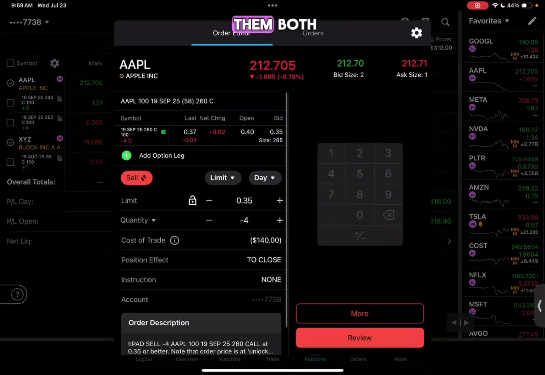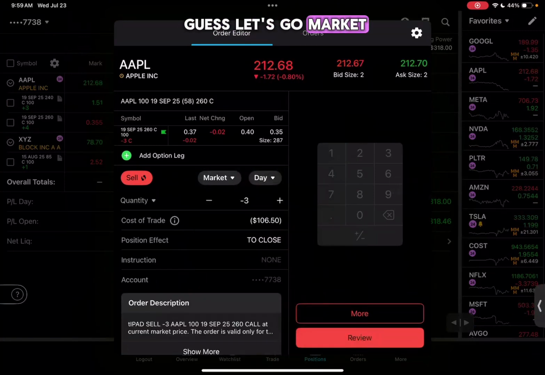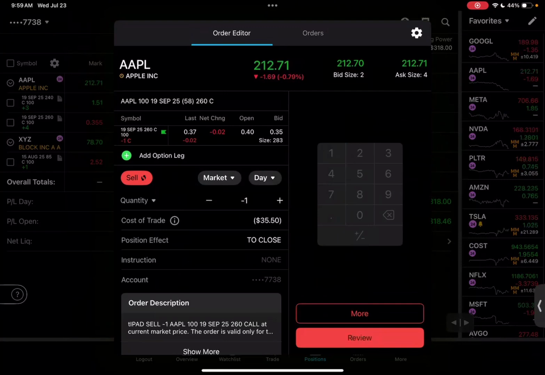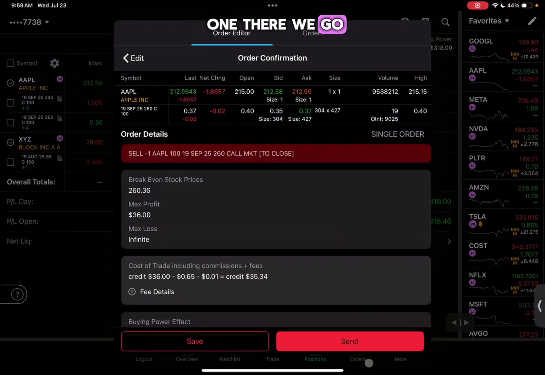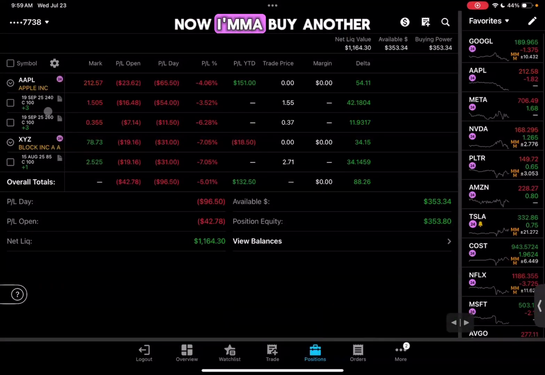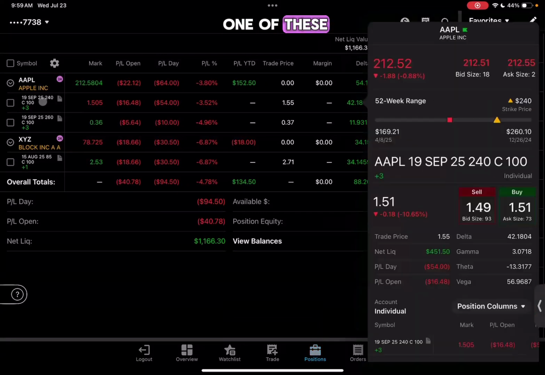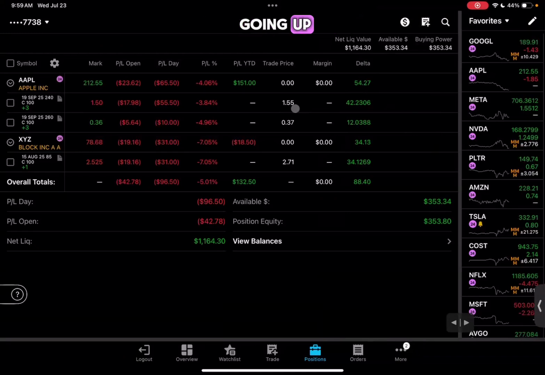I'm gonna just sell them both. I don't really want this one. I'll sell one, I guess. Okay. Let's go market. I really want to sell 2, but then I have to cancel another one of the things. All right. Boom. So I'm selling 1. There we go. Cool. So I sold one of those. Perfect. Now I'm gonna buy another one of these 240s, because right now it's at 150 and my trade price is going up. My trade price was 155. So I want to bring my trade price down.